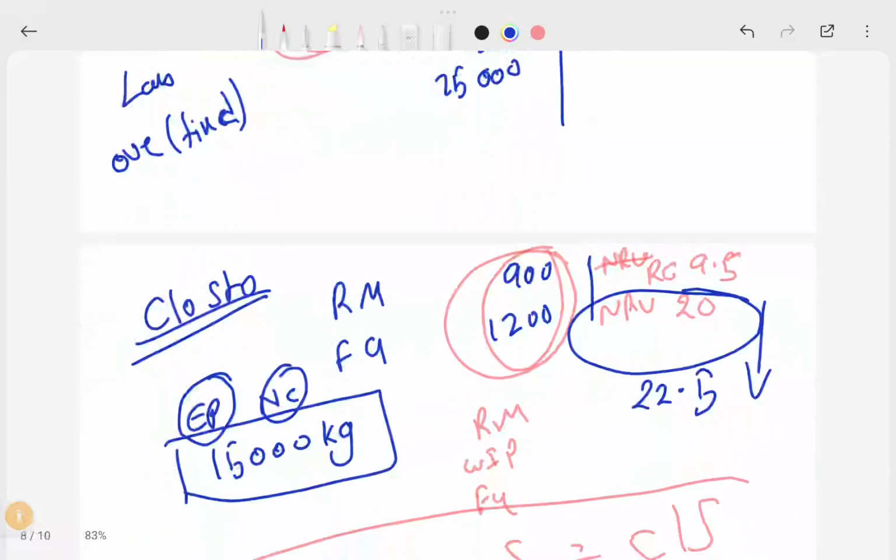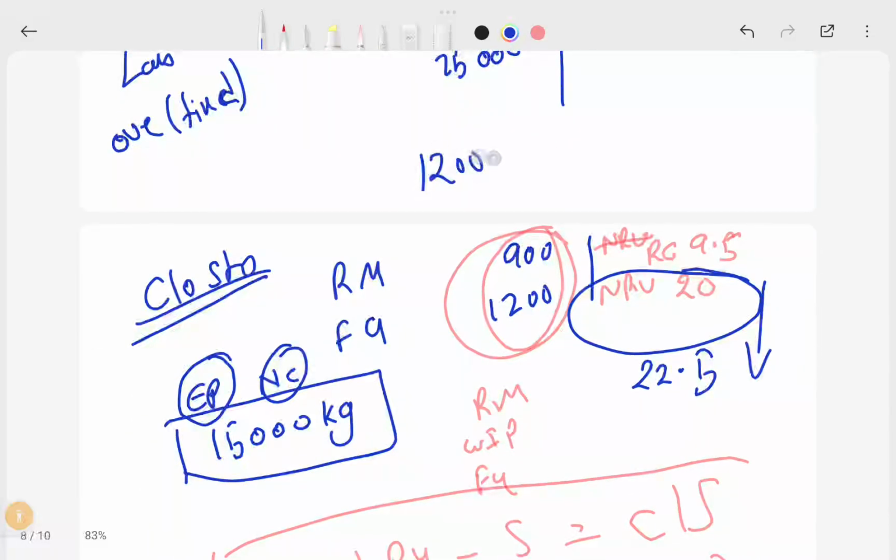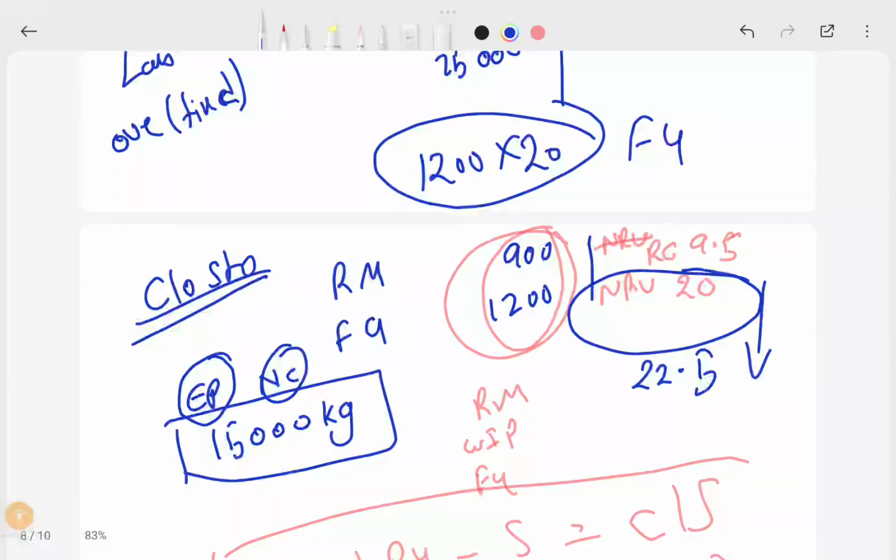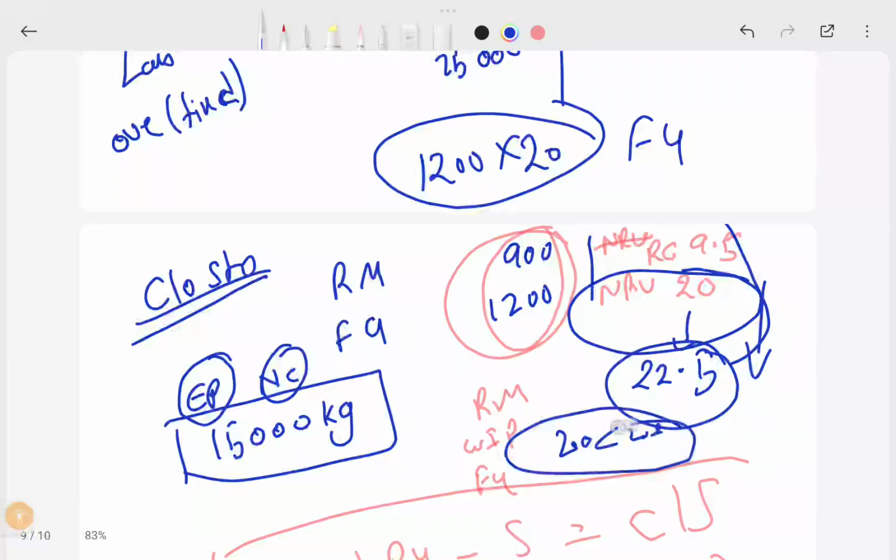In the question, what is the finished goods? 1200 is the finished goods. NRV is the final value you have to calculate. So this is the finished goods cost, and similarly you need to calculate raw materials cost. If the finished goods are sold less than the cost, because NRV 20 is less than 22.5, then in this case, you need to calculate raw material on replacement cost, not on the original cost.